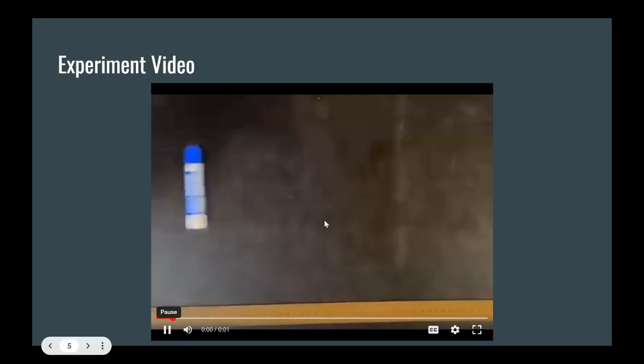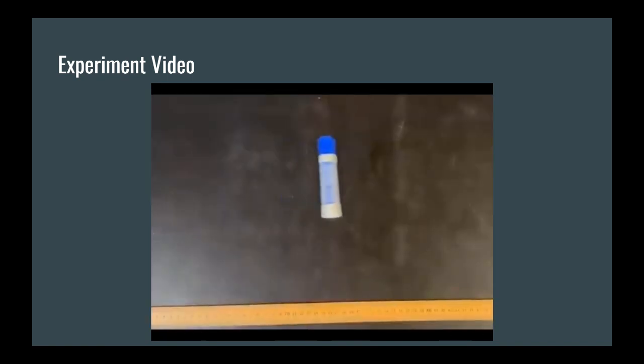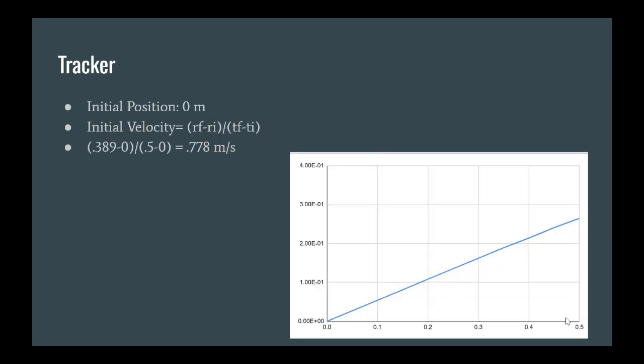Here's a video clip showing our marker in motion. As you can see, we tracked the marker's movement using software called Tracker. This allowed us to log various data points such as position and velocity over time, which are crucial for our analysis. In our computer model, we input parameters like the initial conditions and the scale of the world in the simulation to match our real-life setup, aiming to observe how closely the model would mimic reality.